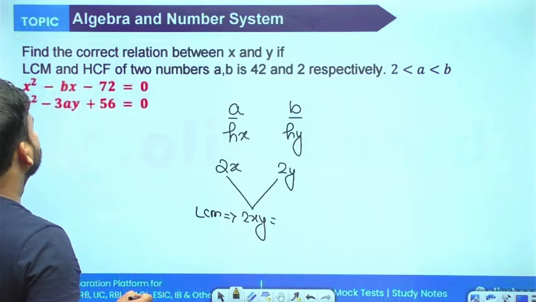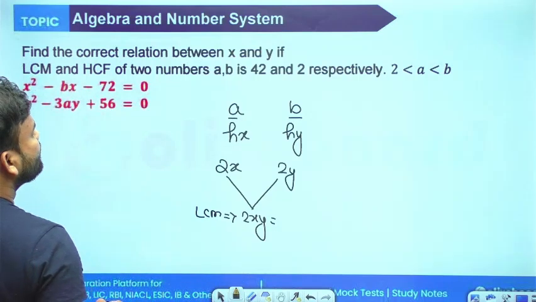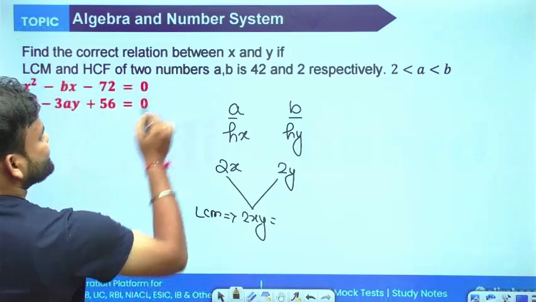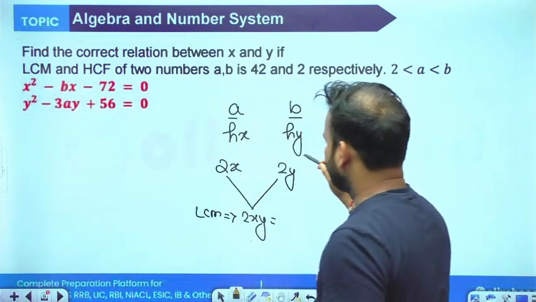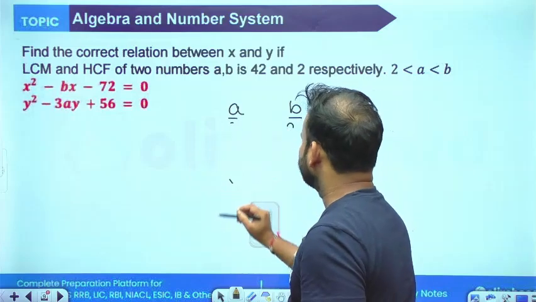2xy. Find the correct relation between x and y. Sorry, I'm taking x and y now, so we have to take something else over here, or else we'll be getting confused by this.